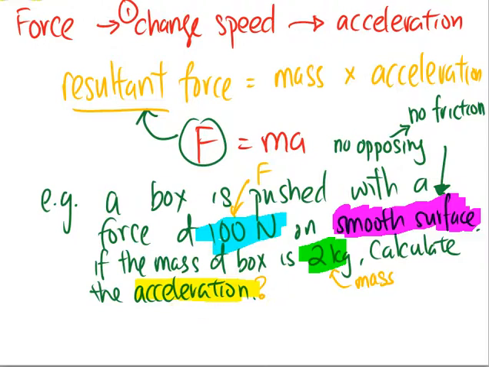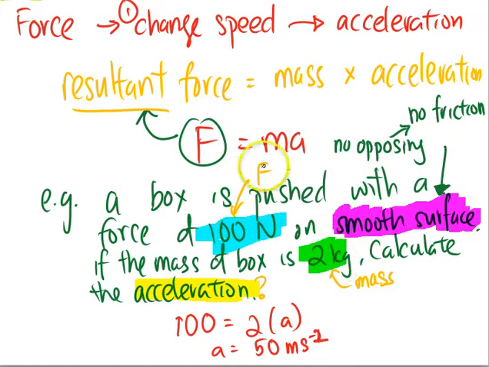Now, let's look back at the question. How do we go about tackling it? F is 100 Newton, which equals mass, 2 kg, multiplied by a. So a equals 50 meters per second squared. Take note of the units here. Mass must be in kg, force must be in Newton, and your acceleration will be in meters per second squared. This is the result of using 100 Newton on a 2 kg mass.